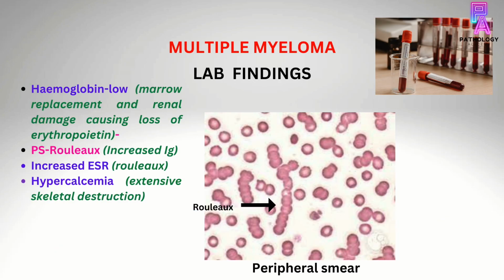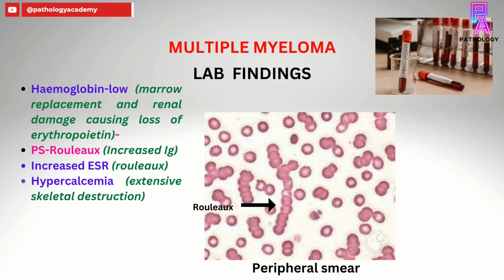Coming to the lab findings in patients with multiple myeloma. The patients will have low hemoglobin. That is because of marrow replacement by neoplastic cells and renal damage causing loss of erythropoietin, which leads to this reduction in hemoglobin and corresponding anemia. The peripheral smear of these patients, because of increased immunoglobulins, will show formation of rouleaux.